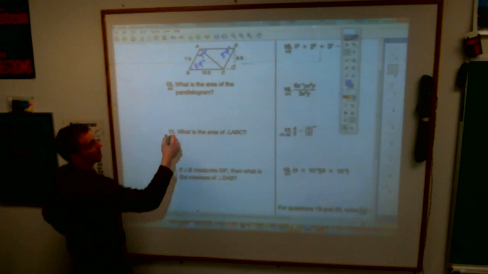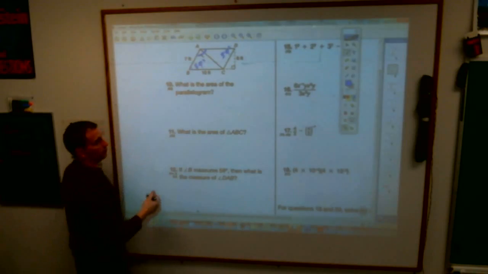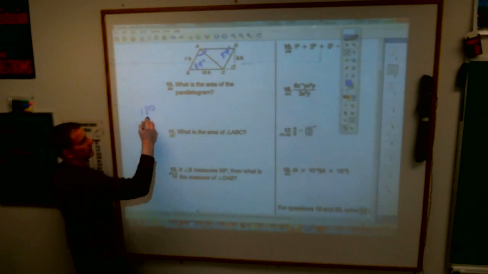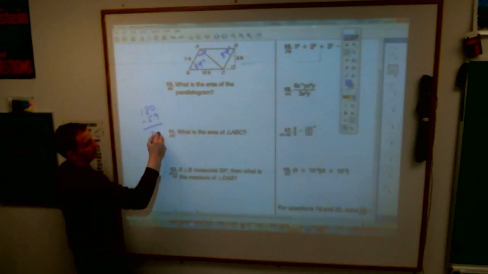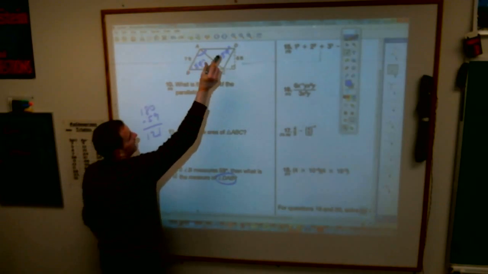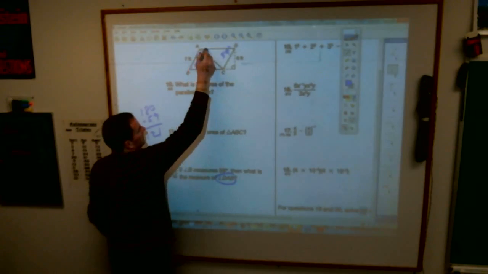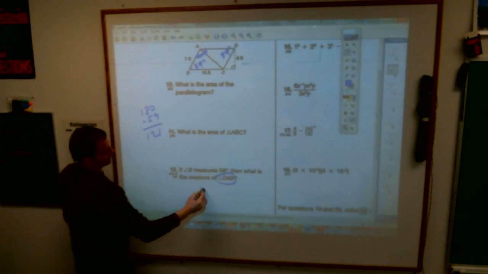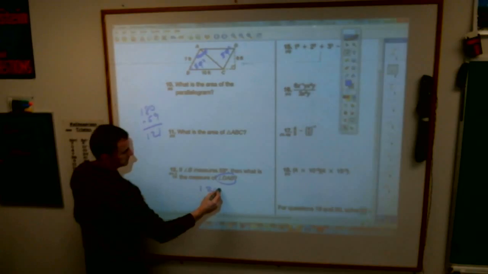I don't know how you can miss this problem. 59 plus what number is 180? Well, 180 minus 59. 121 degrees would be DAB. Angle DAB, that big angle there, has to be 121 degrees.